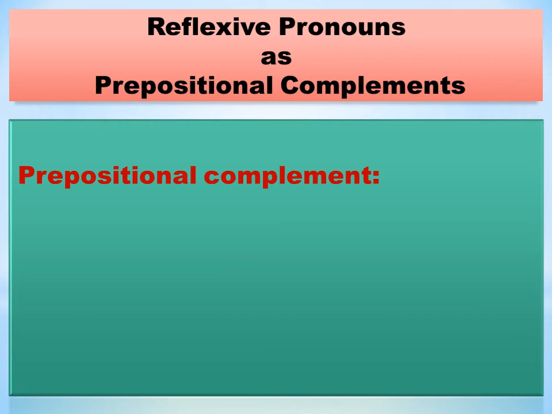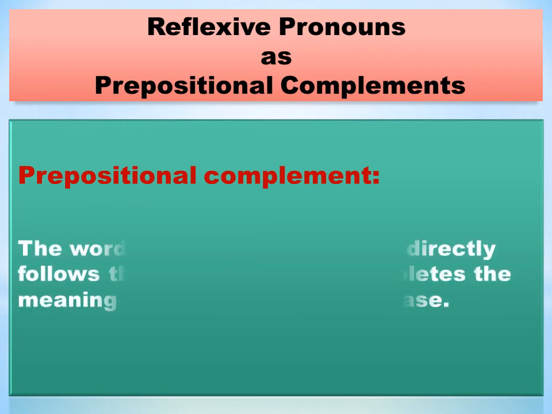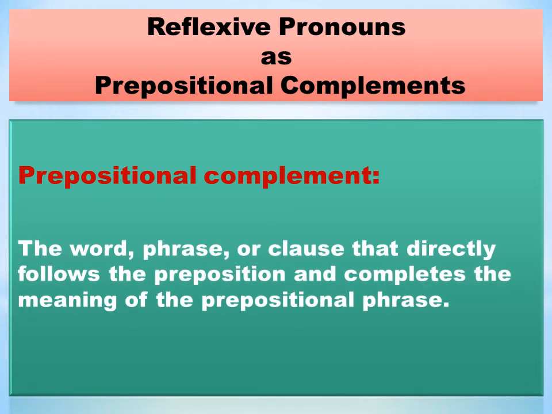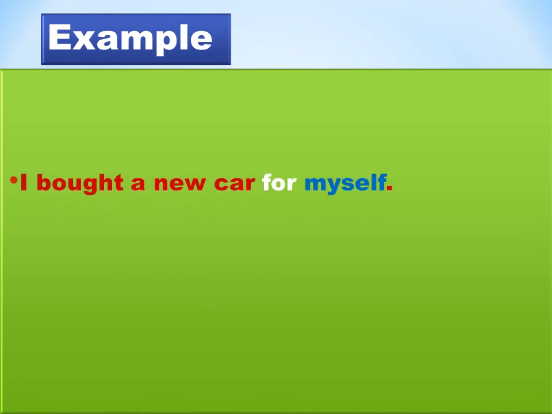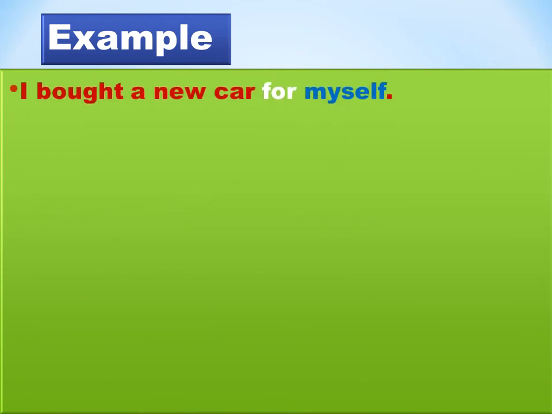Prepositional complements are defined as the word, phrase, or clause that directly follows the preposition and completes the meaning of the prepositional phrase. Now, let's see some examples where the reflexive pronouns are as prepositional complements. The first sentence is, I bought a new car for myself.